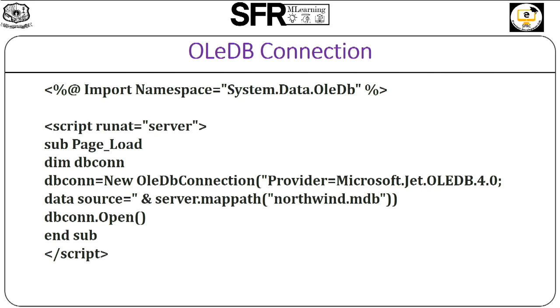We have established the connection. We have given the location of our data source. Now we have to open our dbcon. So dbcon.Open. After giving the Open method, that establishes the OLEDB connection with our ASP.NET. So now the data source is connected successfully. End sub, and we have to close the script. So this is the simple script to connect our OLEDB database with our ASP.NET application.